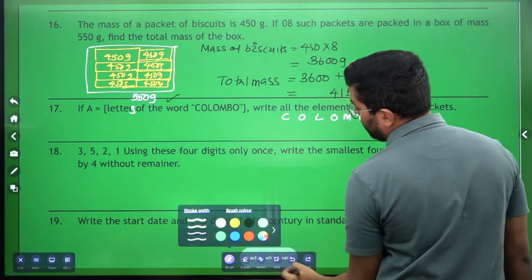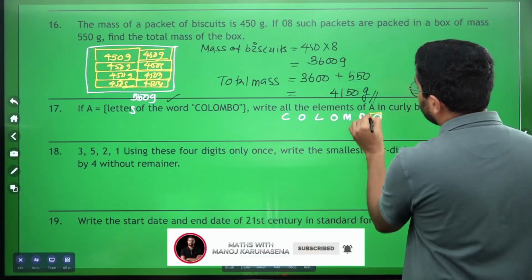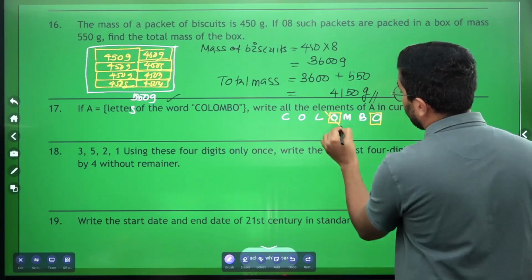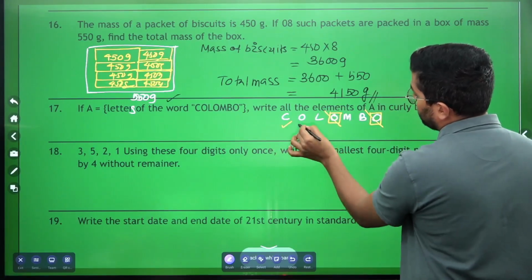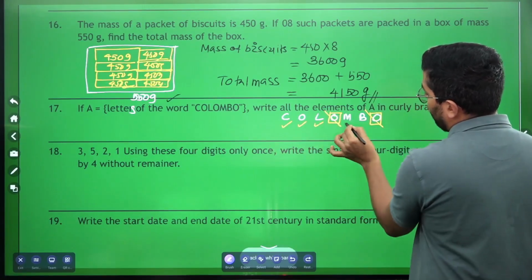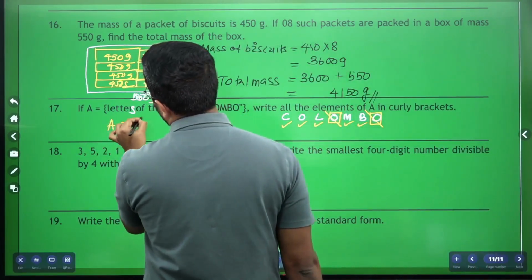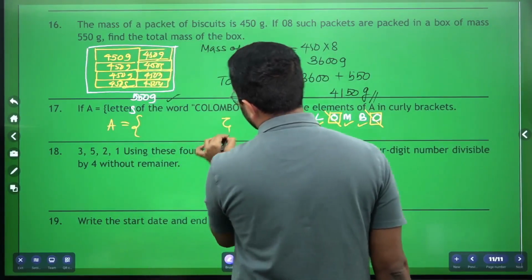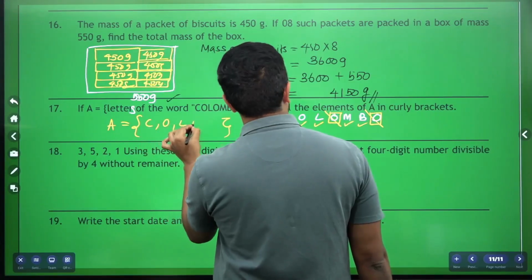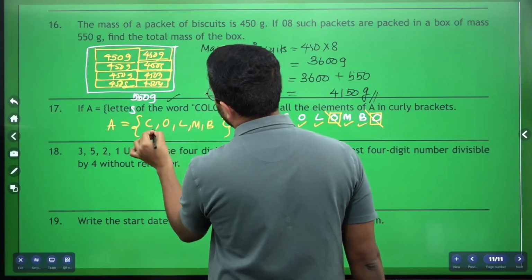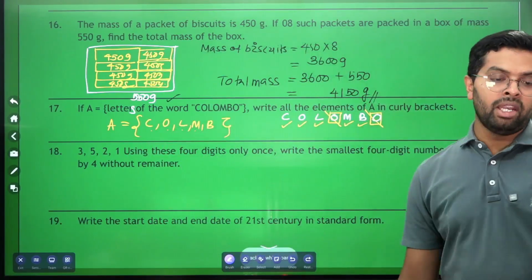One important thing you need to know about sets is that we do not repeat the same element again and again. So we have to remove these repeated O letters. C we have only once, O only once, L once, and so on. When writing the elements of a set, we use a pair of curly brackets and separate the elements using commas. So how many elements are there in this set? We have 5 elements in this set.